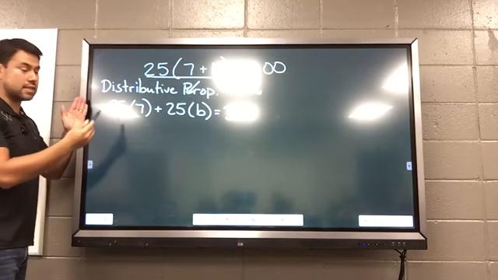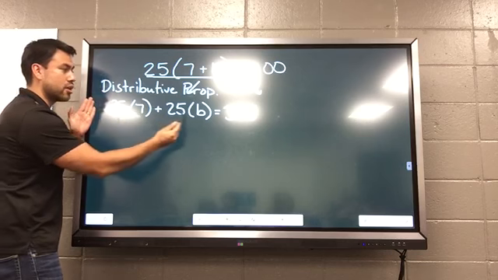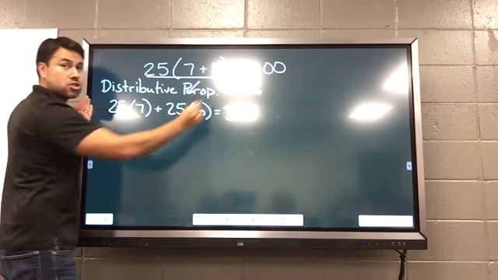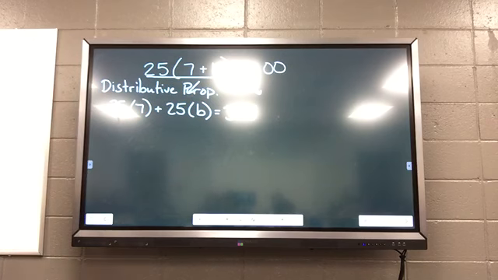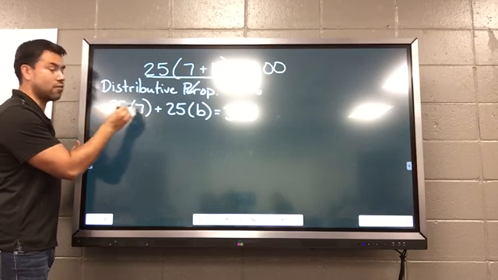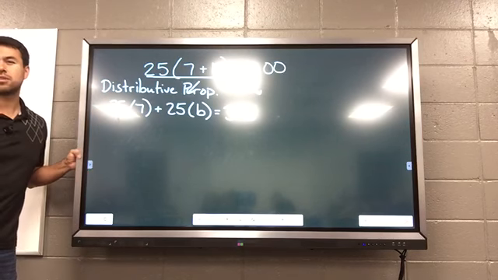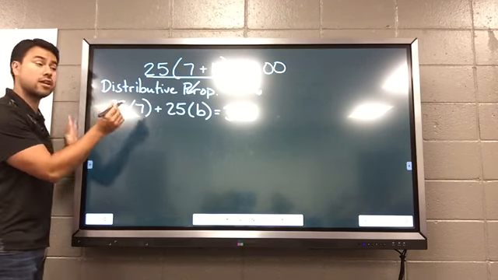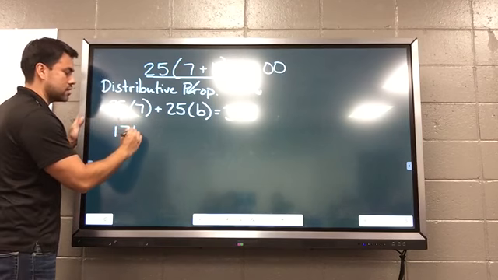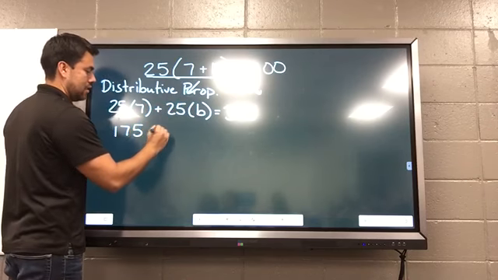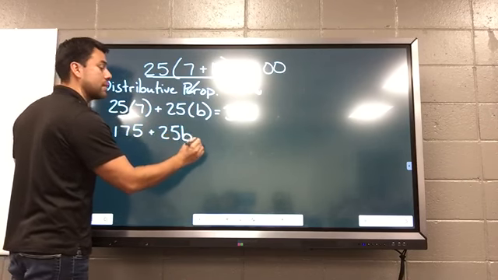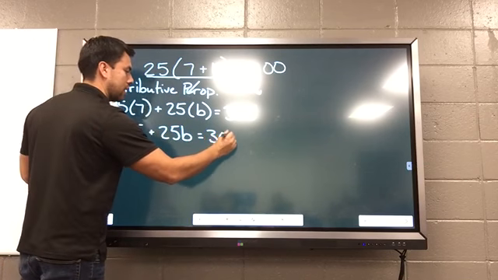Do you guys remember seeing this on IXL? You had this expression equals that expression, and they asked which property is being applied. Distributive property. Okay, somebody tell me, what is 25 times 7? And if you didn't know that, you can work it out. But for the sake of time, it is 175. What's 25 times B? Yes, you just write 25B, which is a nicer way of writing that.